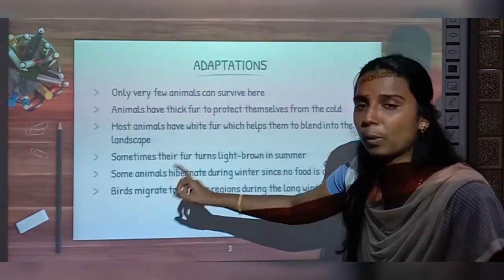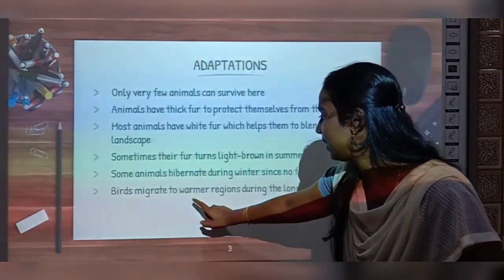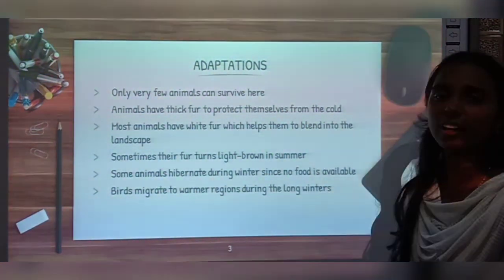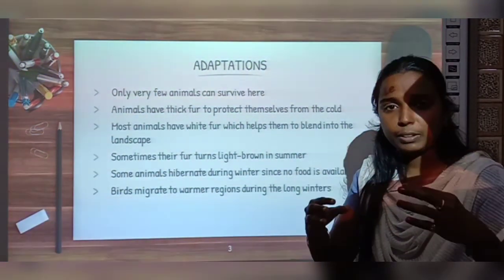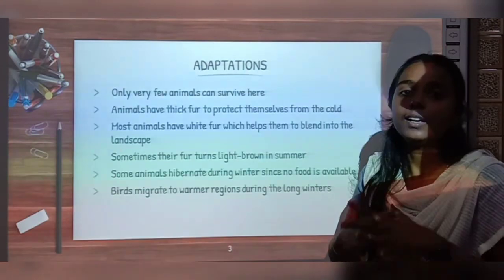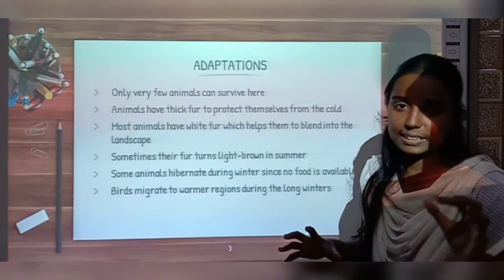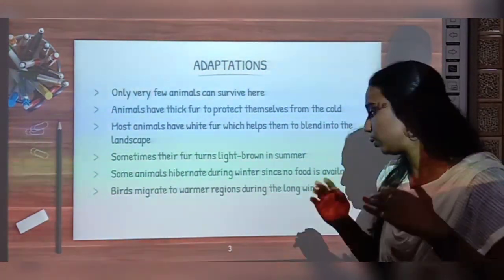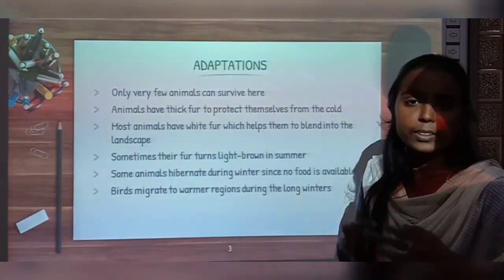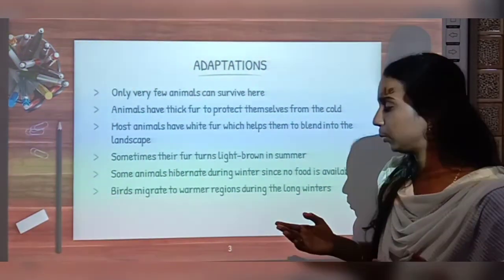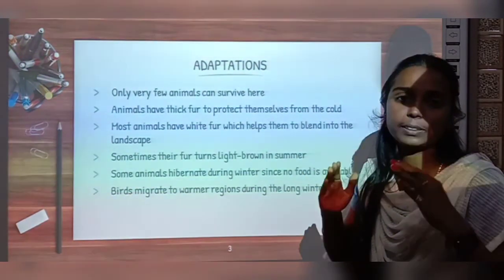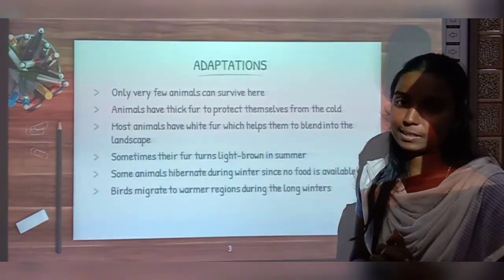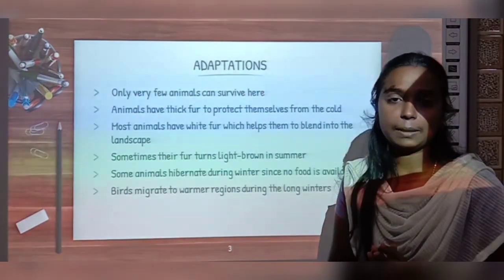Okay. And then see what bats will do. Bats migrate to warmer regions during the long winters. So what do you mean by migrate? Migrating means moving from one place to another, right? So during this long winter season, the bats will move to some warmer regions to find food and shelter. Thus bats will protect themselves from the cool winters. So these are some of the adaptations they have.